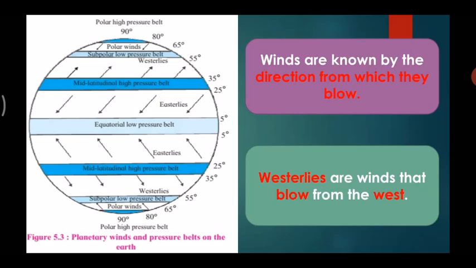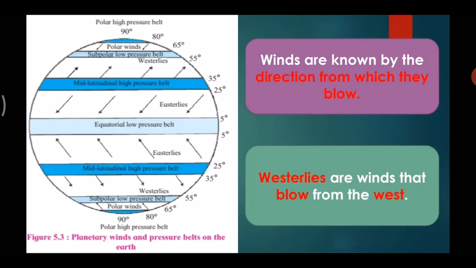Okay. Now which are the winds blowing? They have a name, right? The winds near the equatorial low pressure belt, which are the winds? They are called easterlies. Can you see the winds blowing towards the equatorial low pressure belt? They are called easterlies. Okay? Easterlies are the winds which are formed near the equatorial low pressure belt.